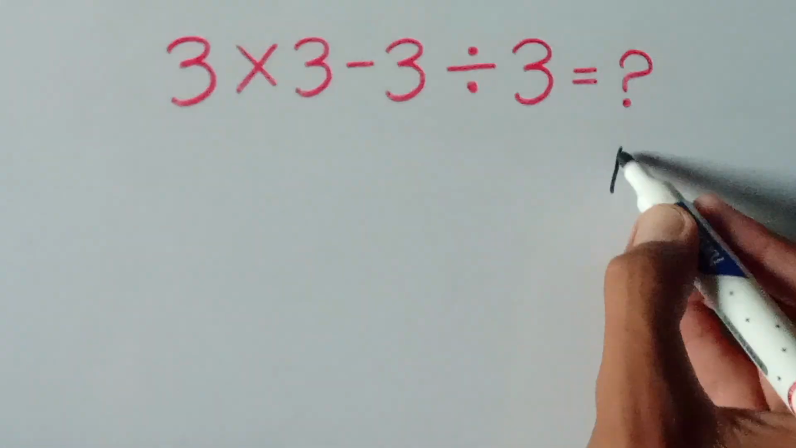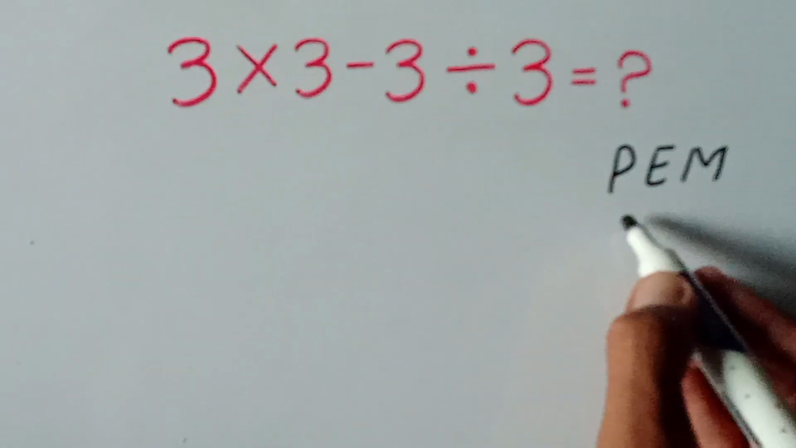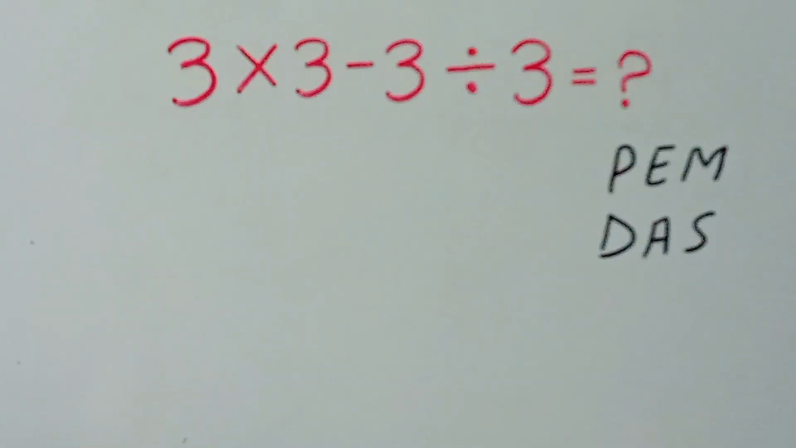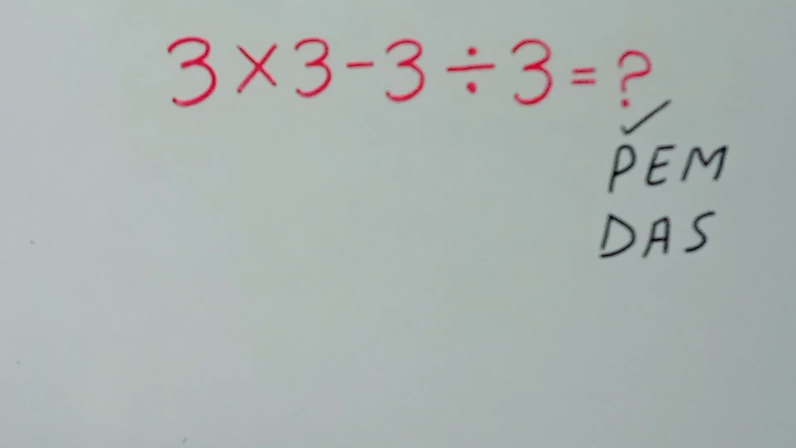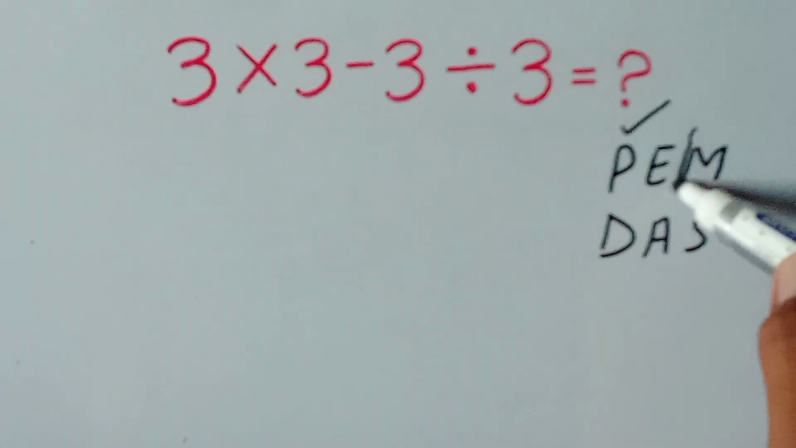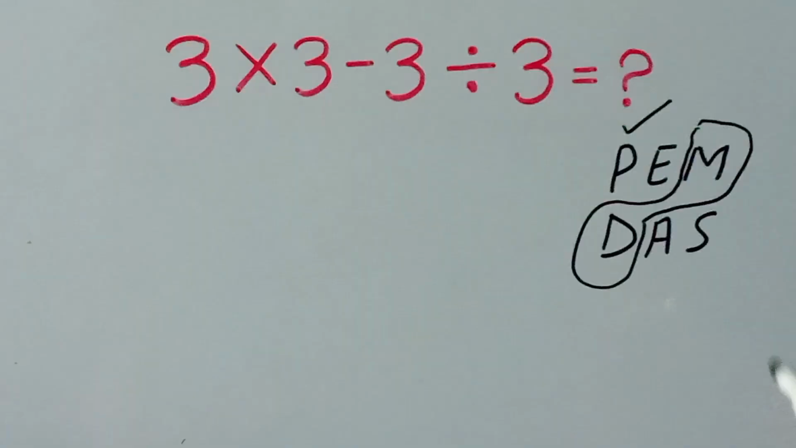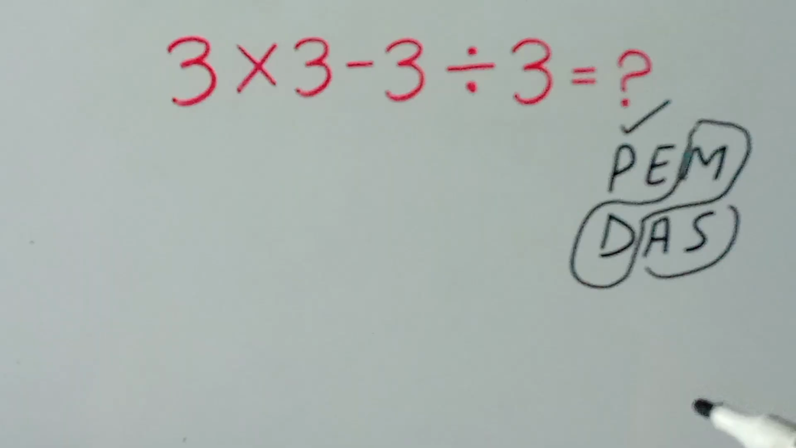Guys, according to the PEMDAS rule, P stands for parenthesis, E stands for exponent, M stands for multiplication, D stands for division, and A and S stand for addition and subtraction. Remember that parentheses have higher priority than other operations. Also, multiplication and division have equal priority, and we have to go from left to right. Similarly, addition and subtraction have equal priority, and we have to go from left to right. But remember that multiplication and division have higher priority than addition and subtraction.